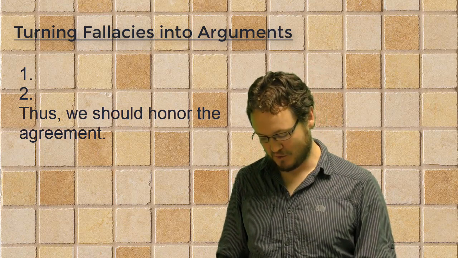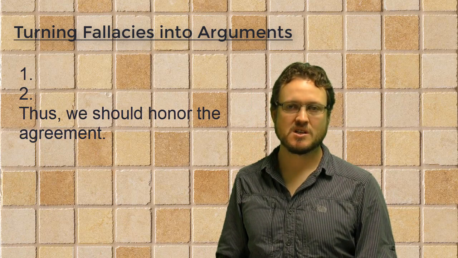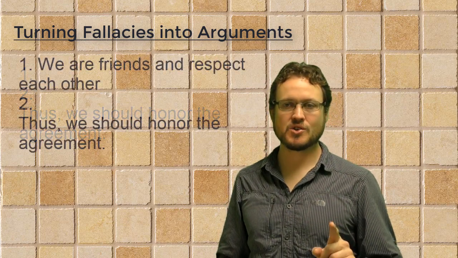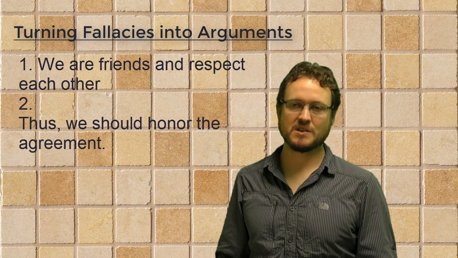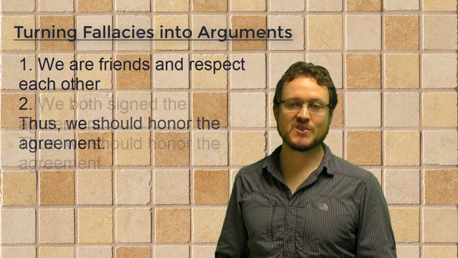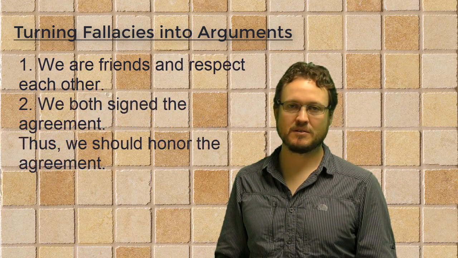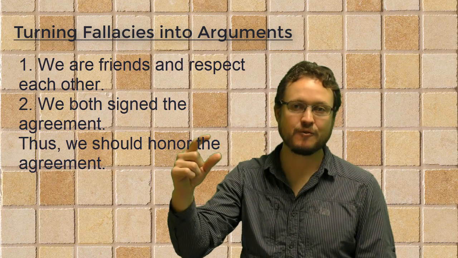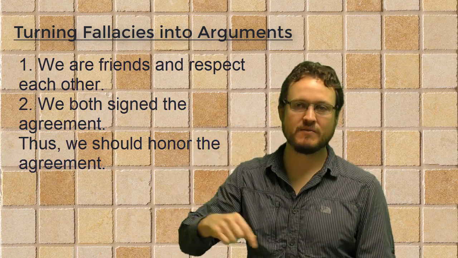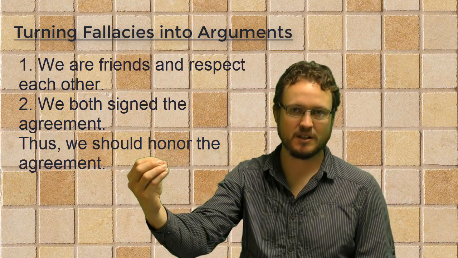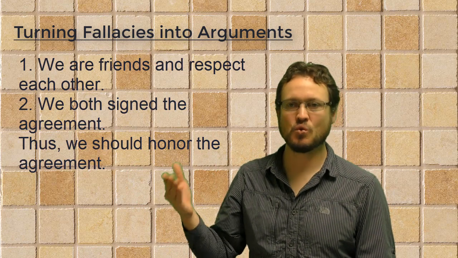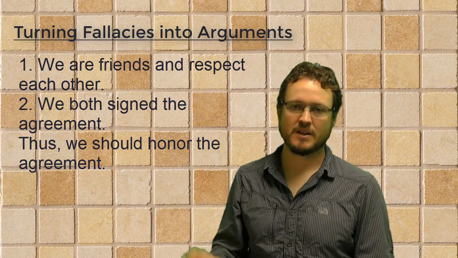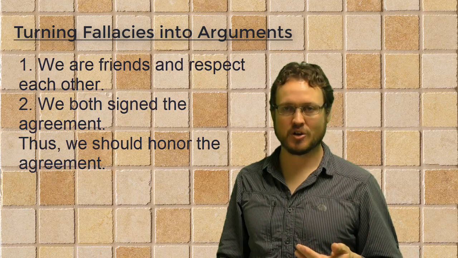Obviously, it's not good evidence to say what the first speaker said, that the agreement binds us, because that's more or less what it means to honor an agreement. So what I come up with is, first, we are friends and we respect each other. That's one good reason to honor the agreement. And second, we both signed the agreement. That's another good reason. Now I've gone beyond it being an agreement to we've both codified it with a signature. And I've also added that we're friends and respect each other, even more reason to honor an agreement that we both entered into willingly. So new additional reasons have been provided, and I've turned what was a fallacy into an argument by providing legitimate reasoning. That's what I mean when I ask you to turn a fallacy into an argument.